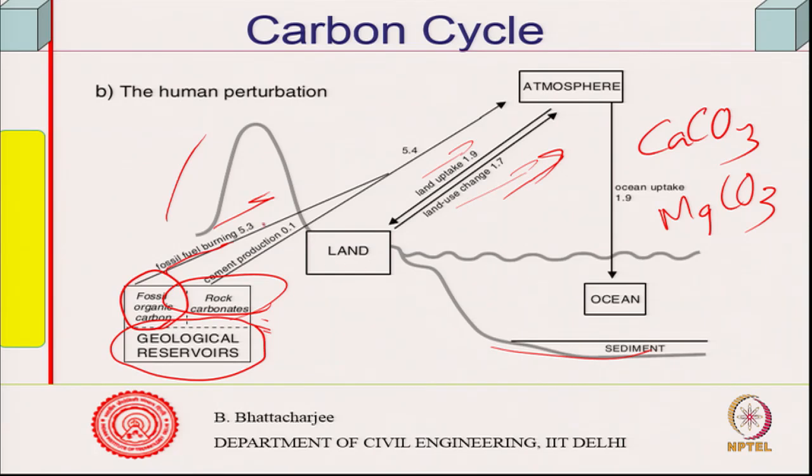Relative values are given: 5.3, cement production 0.1, they add up to 5.4, and they add to the atmosphere, while on the land uptake and land use change side, some carbon dioxide is taken up by the land, by plants and trees and things like that. They use up some, and some goes up as well. So there is a nearly balanced scenario, right? There is the ocean which will also take up some, because living things are also there in those places. So this is disbalancing.